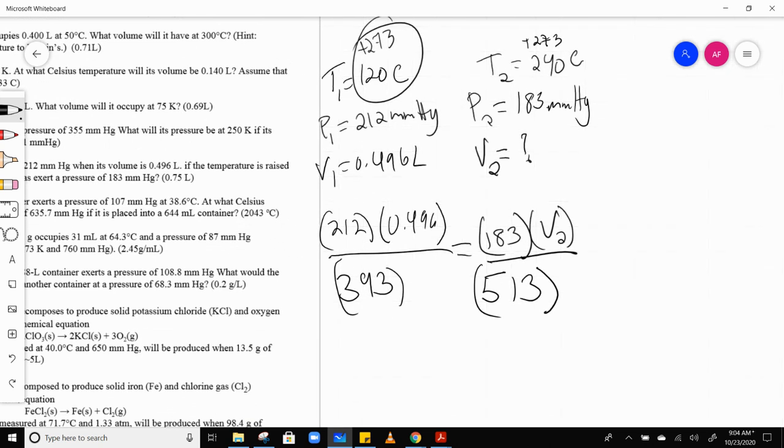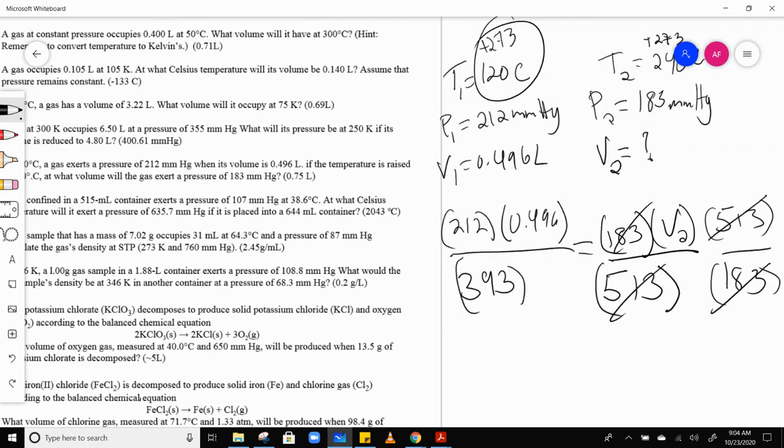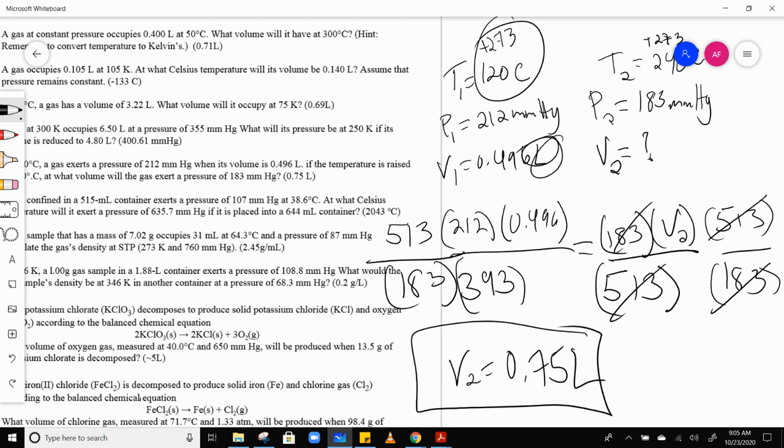Okay, we're going to solve for V2, so 513, 183. Get rid of them. Do the same to the other side, 513, 183. And we'll get our answer. 513 times 212 times 0.496 divided by 183 divided by 393. And our new volume is 0.75 liters. And since it was in liters, it's going to stay in liters. Whew. That was fast.